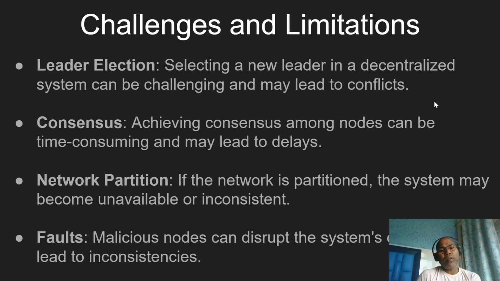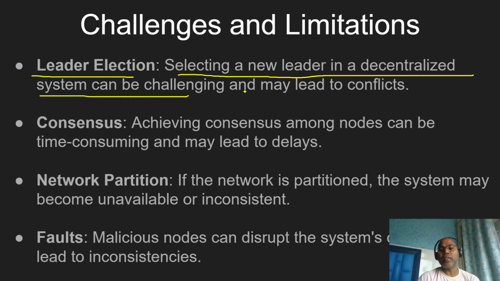So these are some of the challenges and limitations while implementing these leader-follower patterns. Be careful and keep these specific concerns in mind. First, leader election: selecting a new leader in a decentralized system can be challenging and may lead to conflicts, so you have to implement the approach properly.